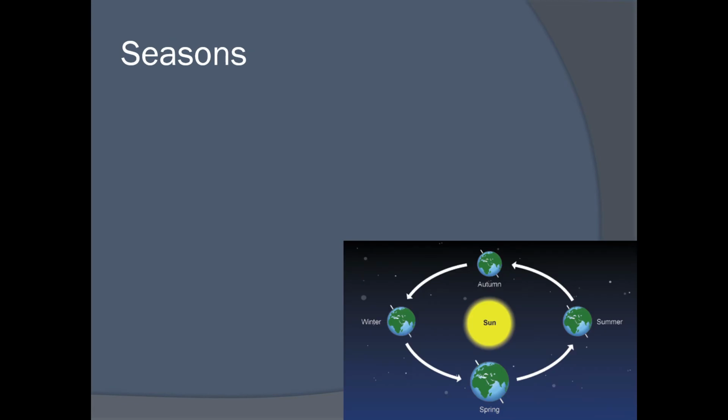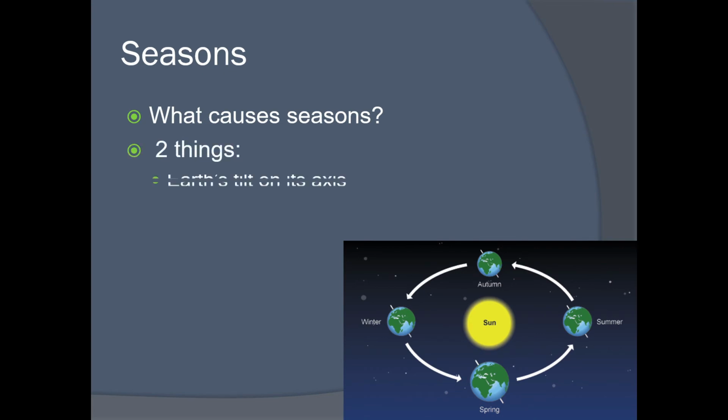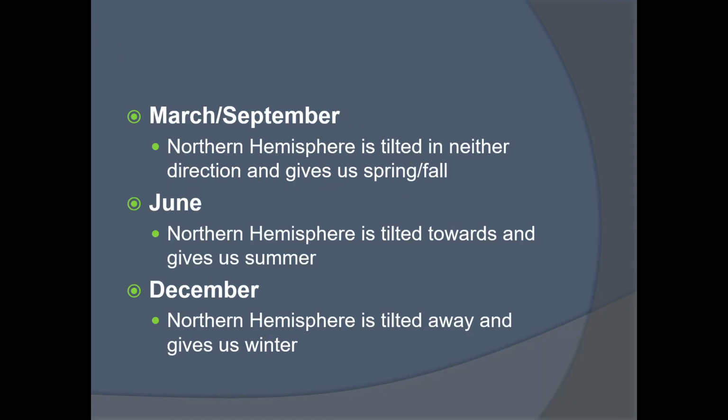All right. So let's talk about seasons. There are several things that cause seasons. There are 2 factors. The first is Earth's tilt on its axis. So you can see this tilt. Earth has this tilt on its axis and its position relative to the sun. Now, that does not mean when it's closer to the sun or when it's farther away from the sun. It has to do with the way the light is hitting the Earth. And I'm going to show you that momentarily.